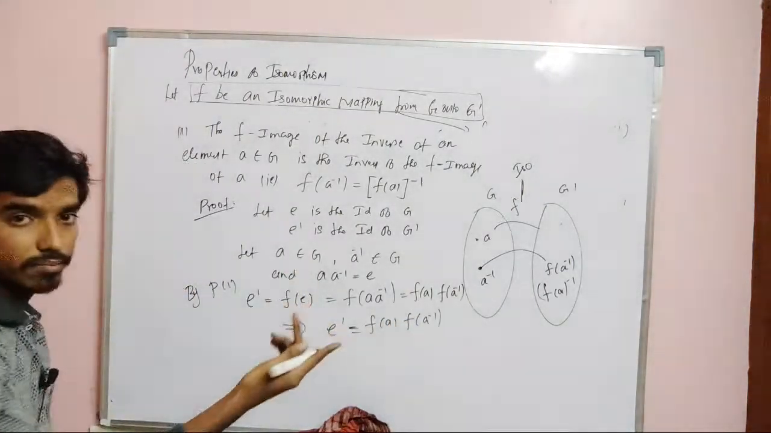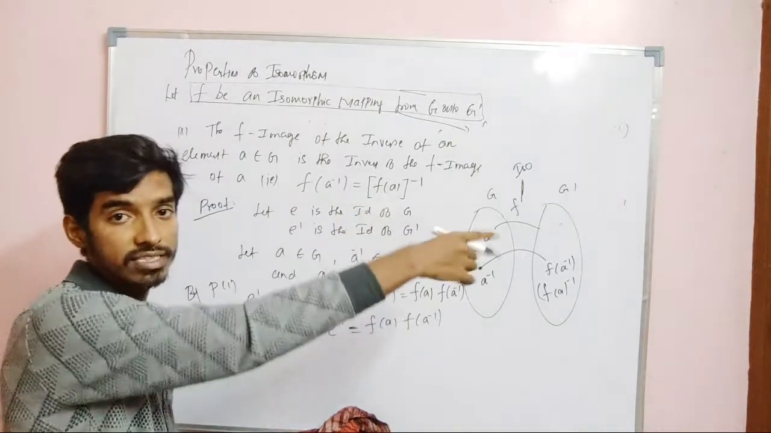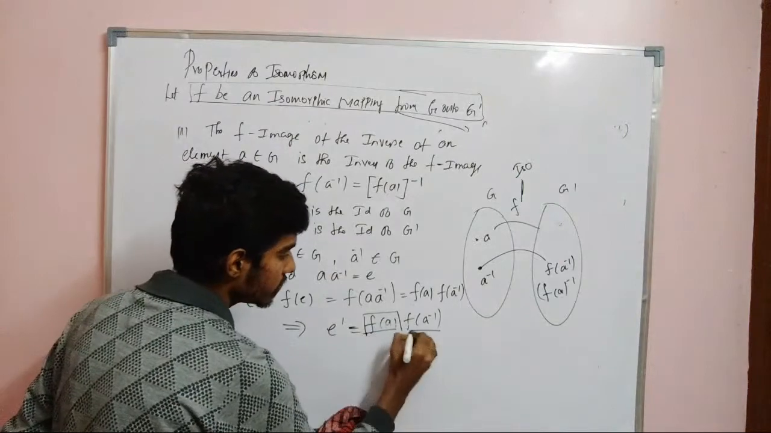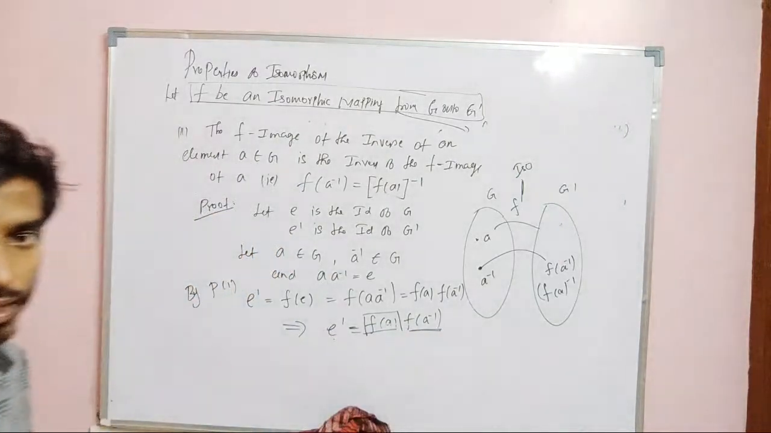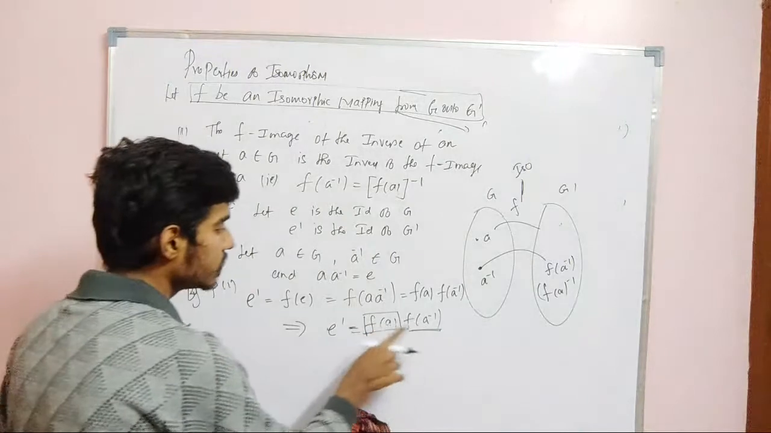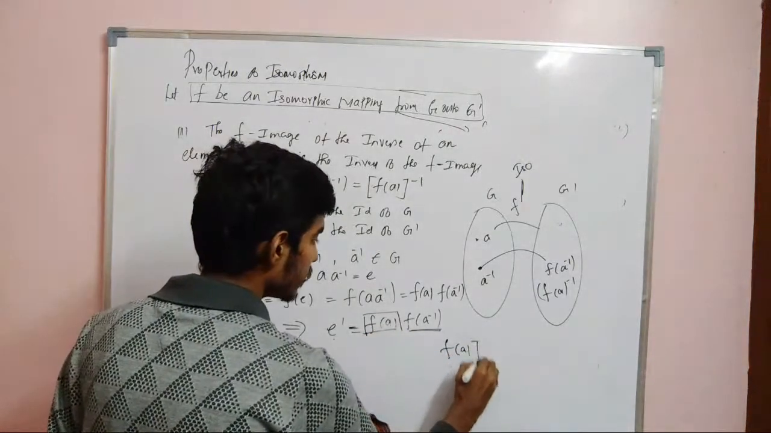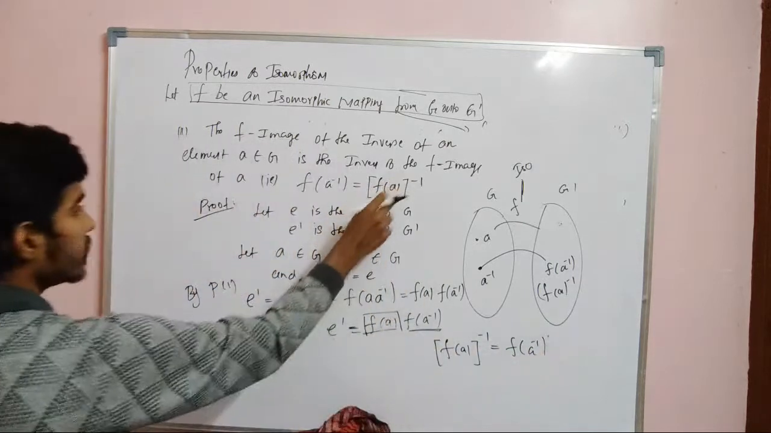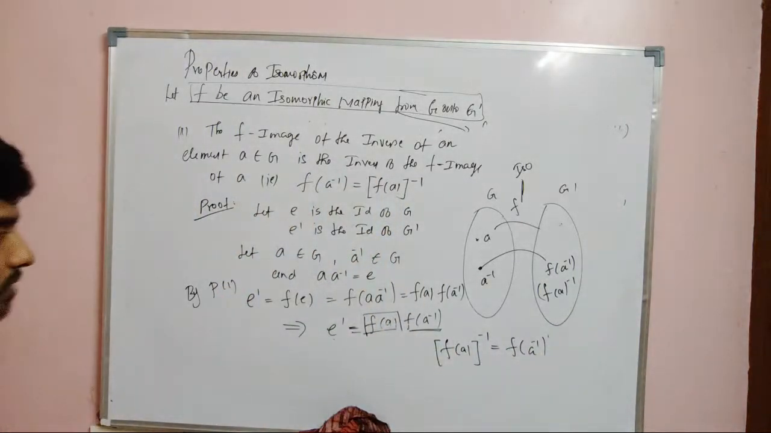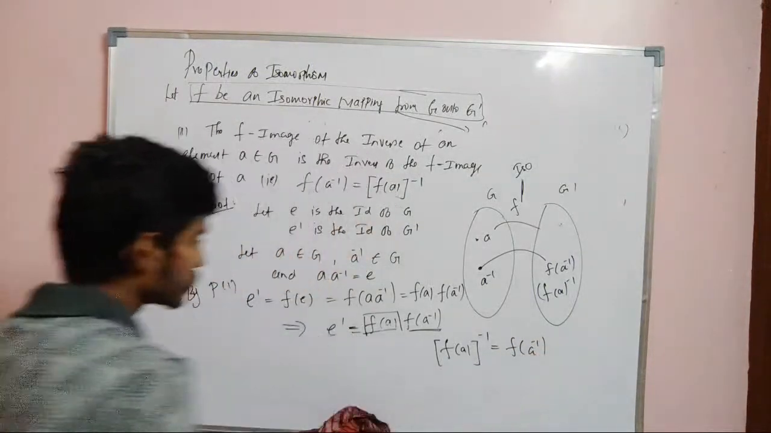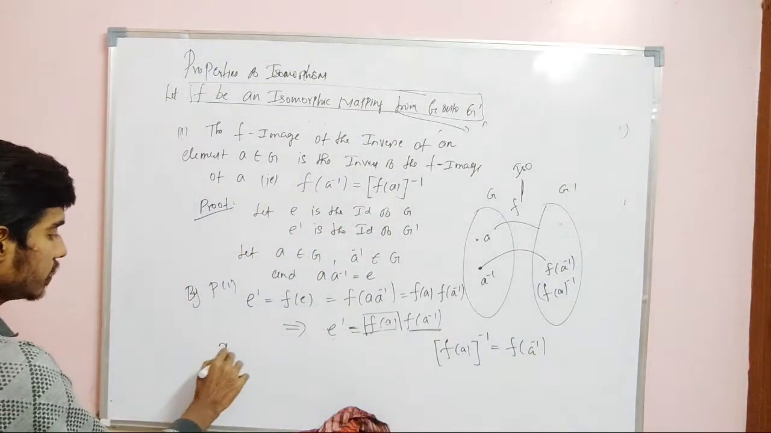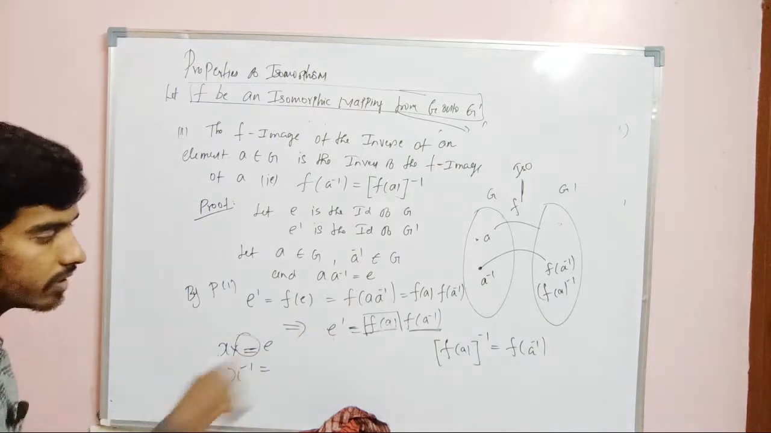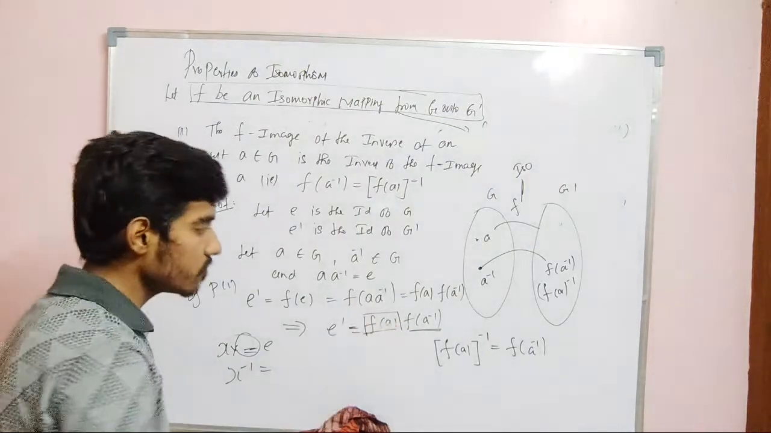e dash is the identity element of G dash. All these elements are in G dash. So this element into something gives me the identity element. That means the inverse of this is this. That is, the inverse of f of a is f of a inverse. This is the one we need to prove. This is the second property. Something into something gives you e means the inverse of x is this element. So here we have the inverse of f of a is f of a inverse.